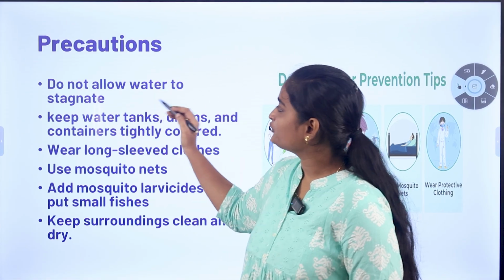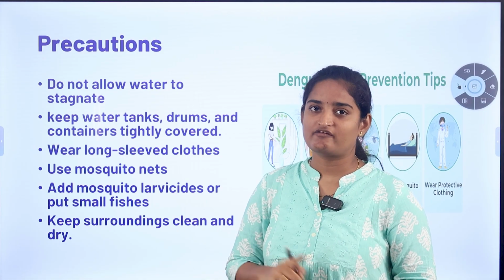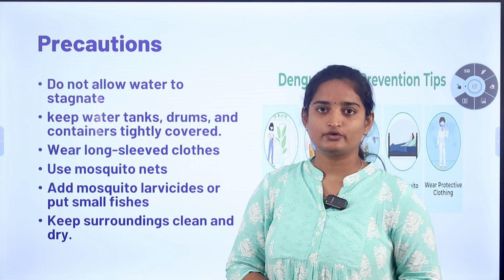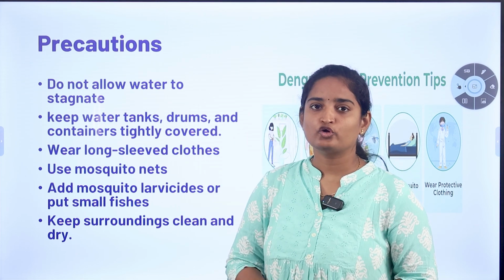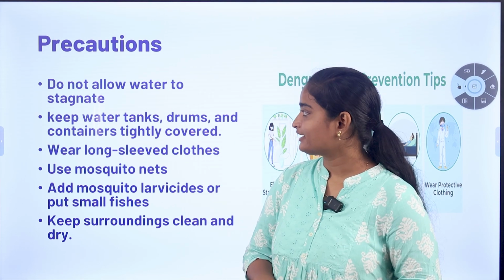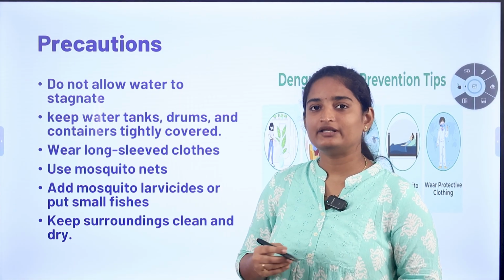Do not allow water to stagnate. Usually mosquitoes breed in stagnant water, in water tanks and flower pots. So don't allow water to stagnate. Keep water tanks, drums and containers tightly covered. Don't leave the containers and water tanks open. By keeping containers tightly covered, we can avoid mosquitoes laying eggs.